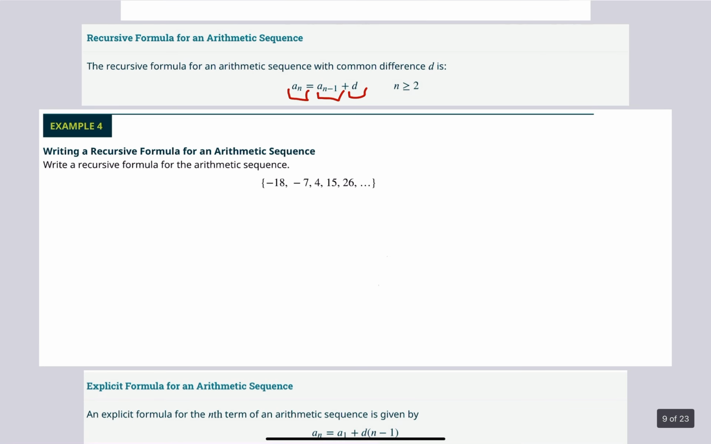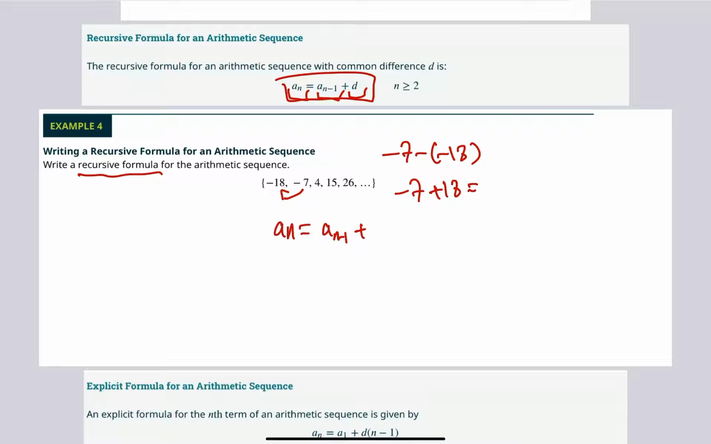Let's have a look at this question. They're asking us to write a recursive formula for the following arithmetic sequence. It's very, very simple. You write down an equals an minus 1. Now, what is d in this case? Well, you can do negative 7 minus negative 18, which is simply negative 7 plus 18, which equals 11. And then you add d, which is just 11, and that's it. So that is basically it.